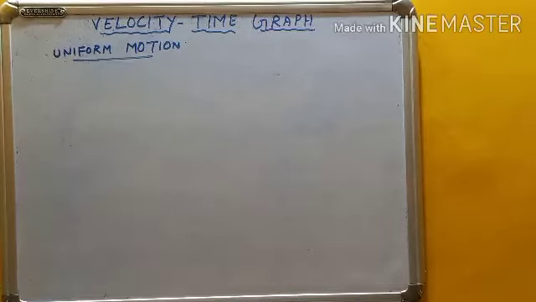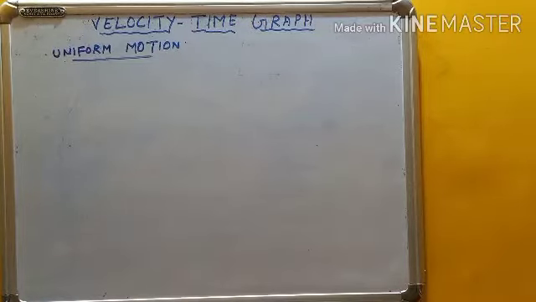Dear children, today we are going to discuss the velocity time graph. Two cases mainly we have to discuss. The first case is the velocity time graph for uniform motion. So what is uniform motion? All that in class 9 you have studied in detail.